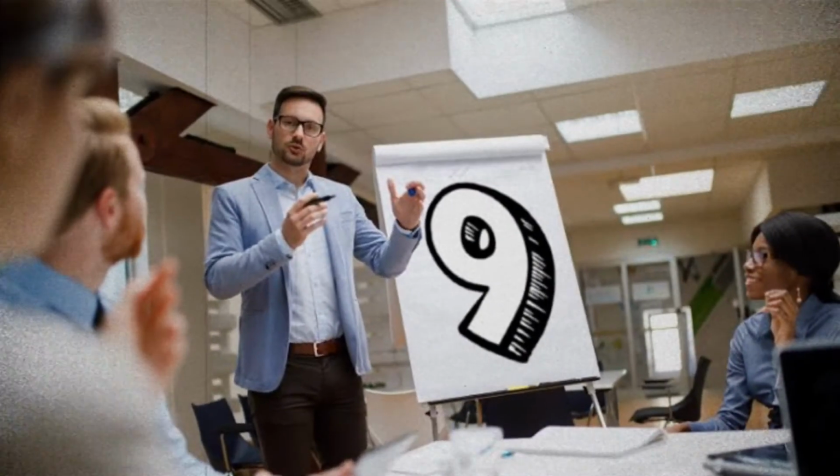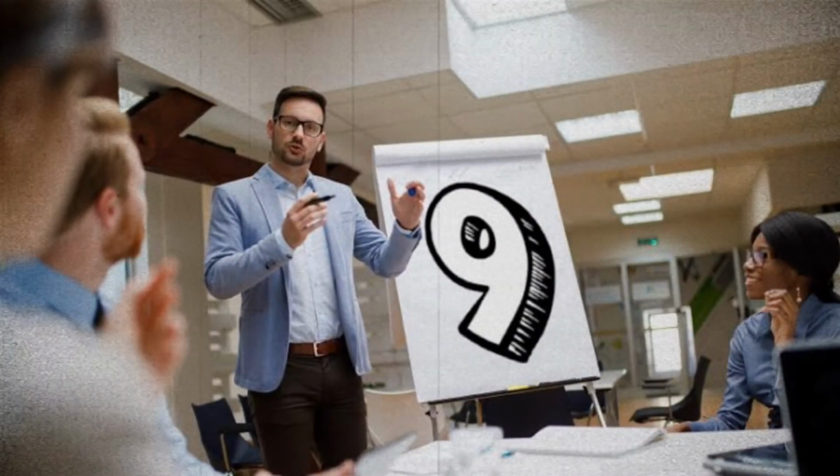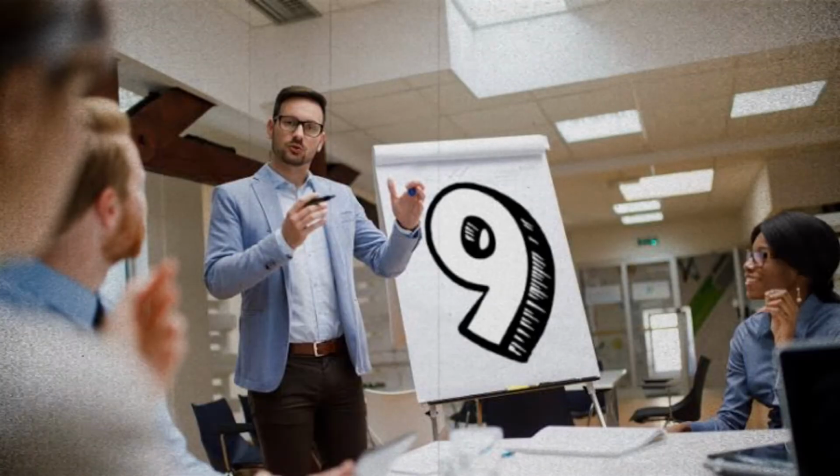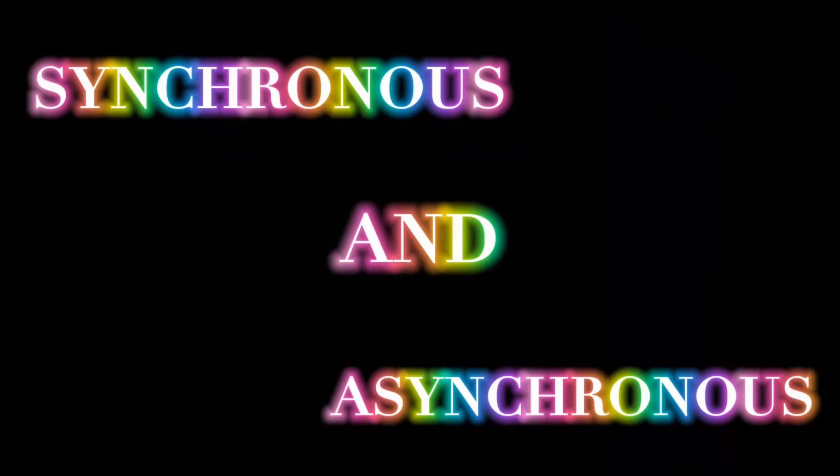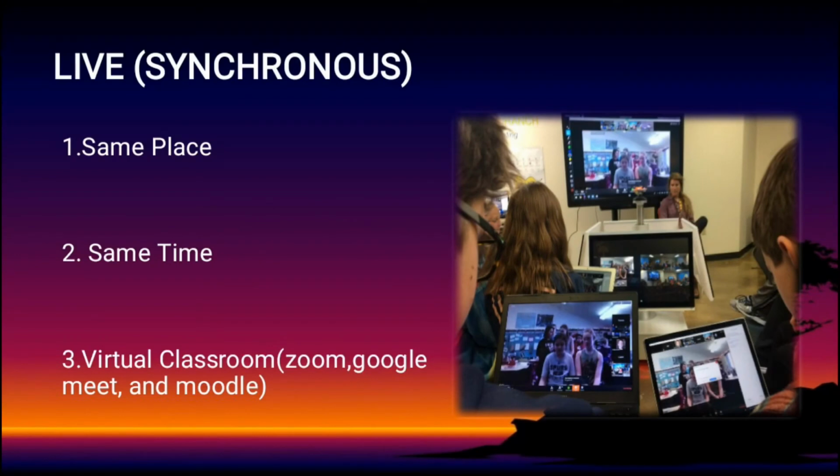Blended learning is divided into two sections. The first one is synchronous, and the other one is asynchronous. I guess everyone is familiar with this, right? Synchronous is when the teacher and the student are at the same time and at the same place. But with the COVID-19 pandemic, we're just using a virtual classroom with the help of Zoom, Google Meet, and Moodle.